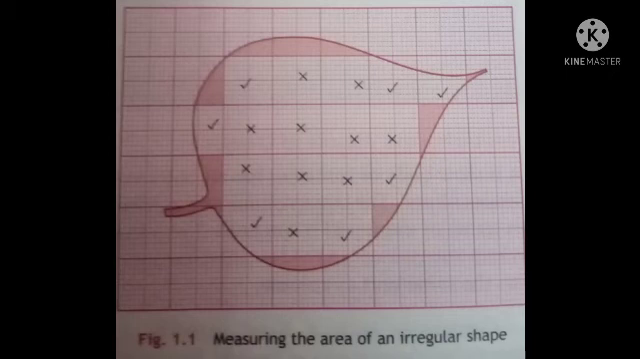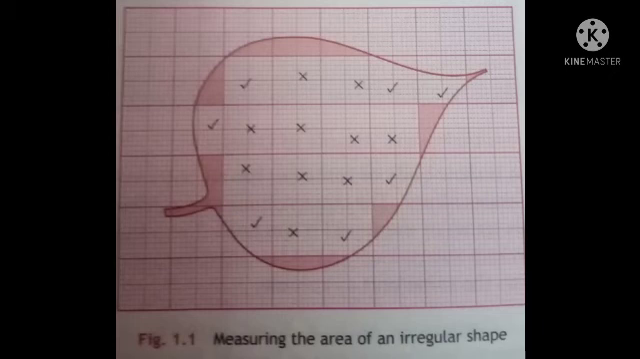Yes, total number of complete squares. We only have to count the complete squares here. So totally, complete square boxes are 10 here. Now we have to count the squares which lie partially inside the leaf. Separately count the squares only if they are half or more than half. So the number of squares with half or more than half inside the outline is 7. Using this we are going to find out the area of an irregular shape.